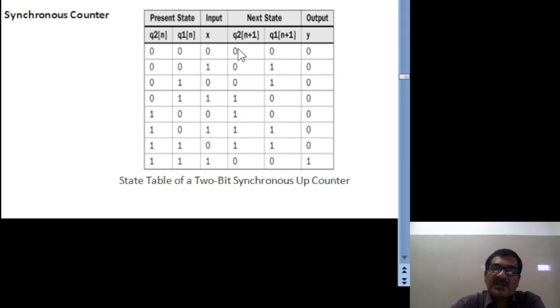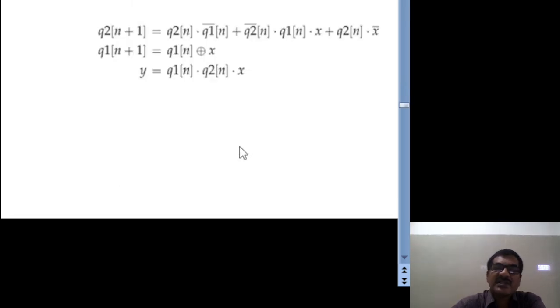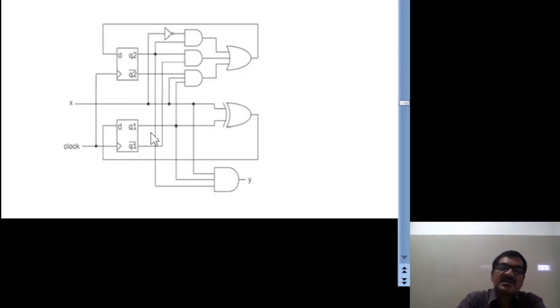Similarly, use maps for q2 of n plus 1 and q1 of n plus 1. You may get equations like this. These are the equations for y, q1 of n plus 1, and q2 of n plus 1. So with this, the developed diagram is the up counter. The input here is x. The same clock is applied for both the flip-flops, since the designed system is a synchronous model, and y is the output.